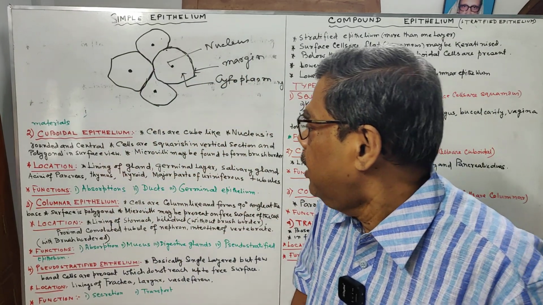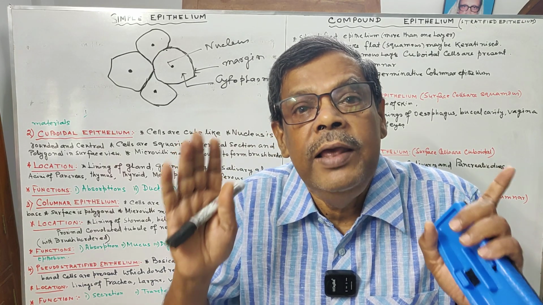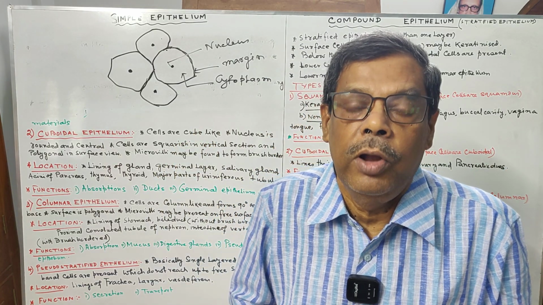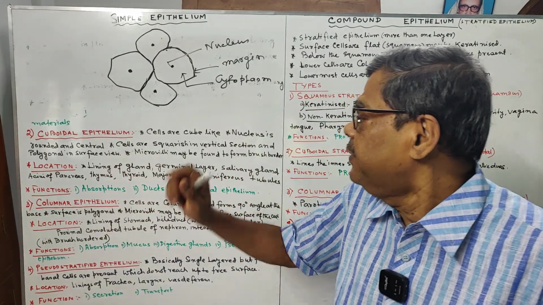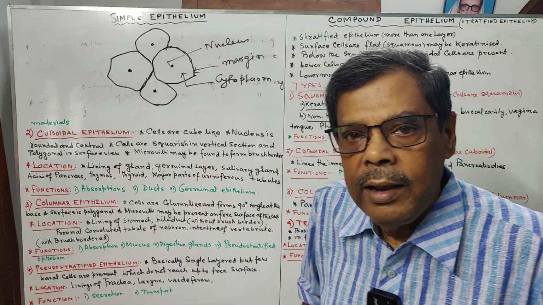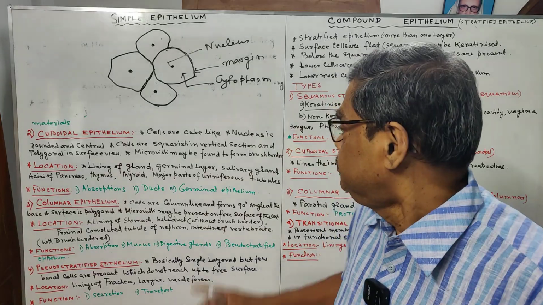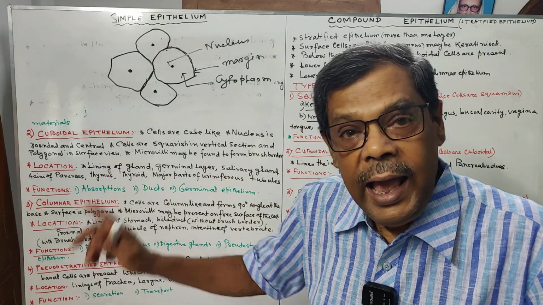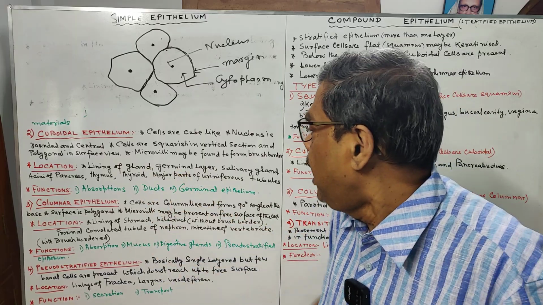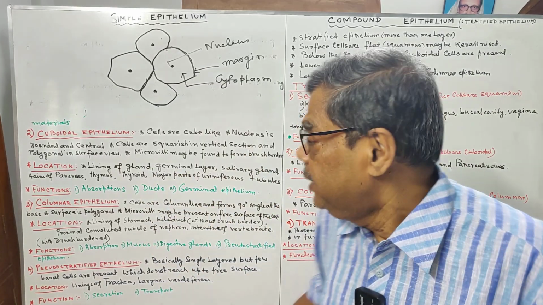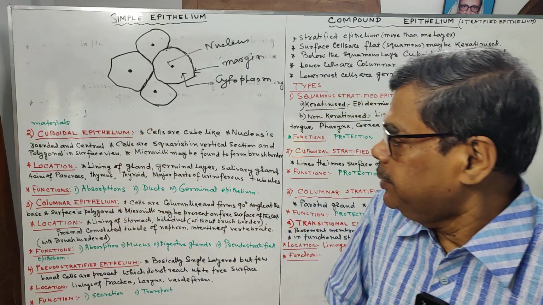This microvilli is called brush border. Location of cuboidal epithelium: lining of various glands, germinal layer of testes and ovary, salivary gland, acini of pancreas, thymus, thyroid, and major parts of uriniferous tubules. These are the locations of cuboidal epithelium.